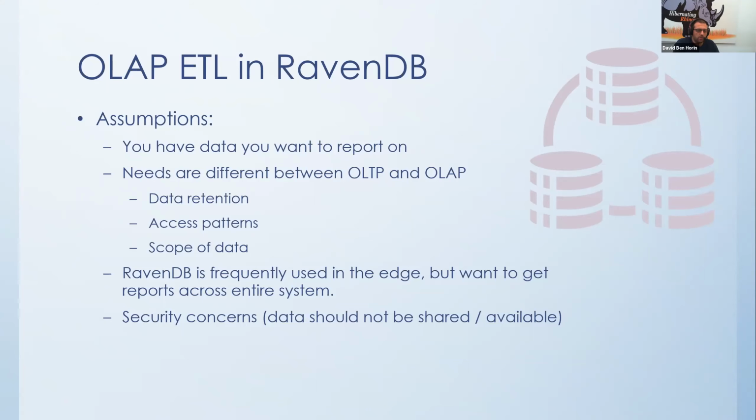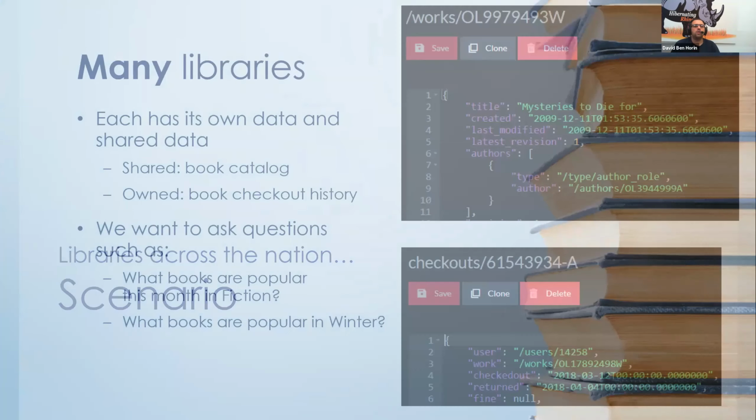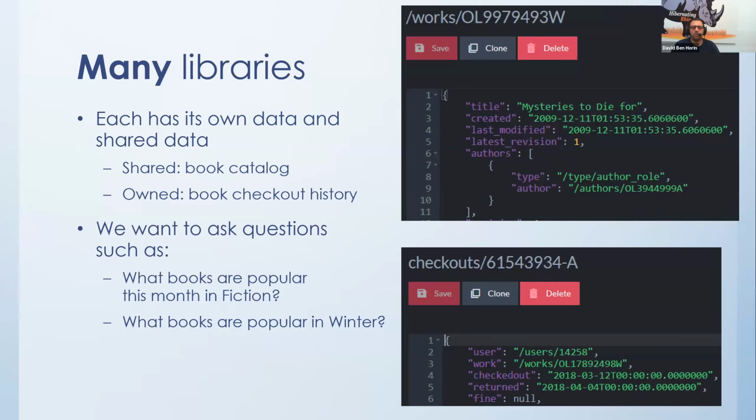So let's talk about the specific scenario. We have libraries, and we want to be able to do reports across all of them. How do we do that? So now we have these things. And this is some work, some book, apparently it's to die for. And we have those sort of things. So this is a checkout.